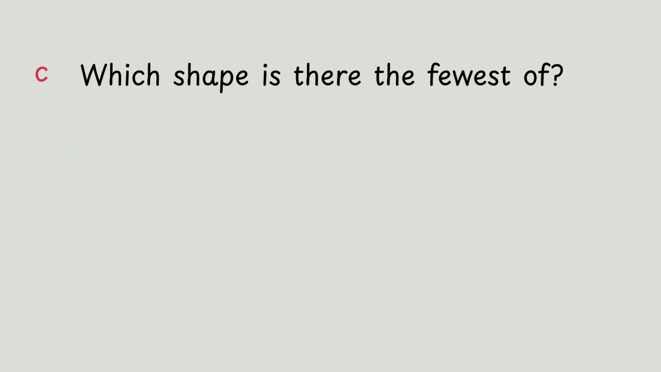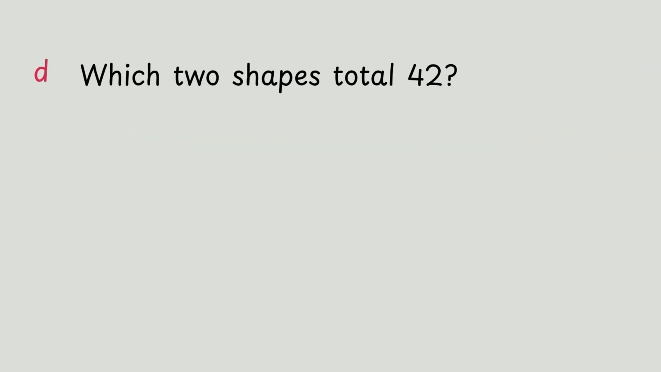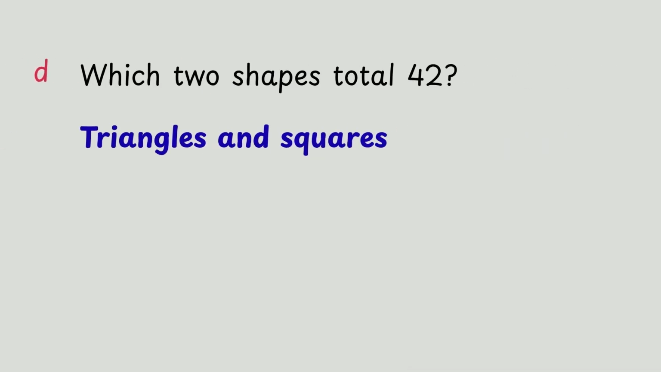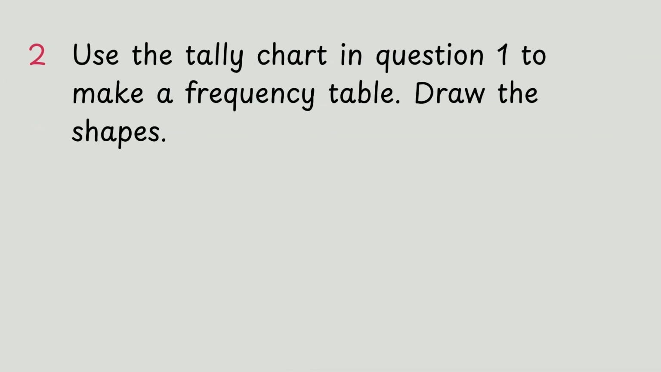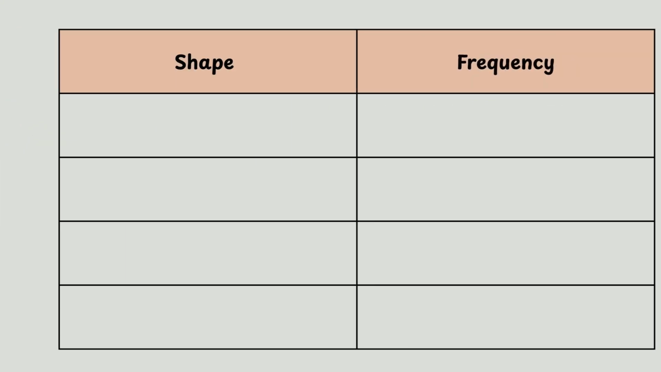Question B. Which shape is there the most of? Squares. Question C. Which shape is there the fewest of? Pentagons. Question D. Which two shapes total 42? Triangles and squares. Question 2. Use the tally chart in question 1 to make a frequency table. Draw the shapes.